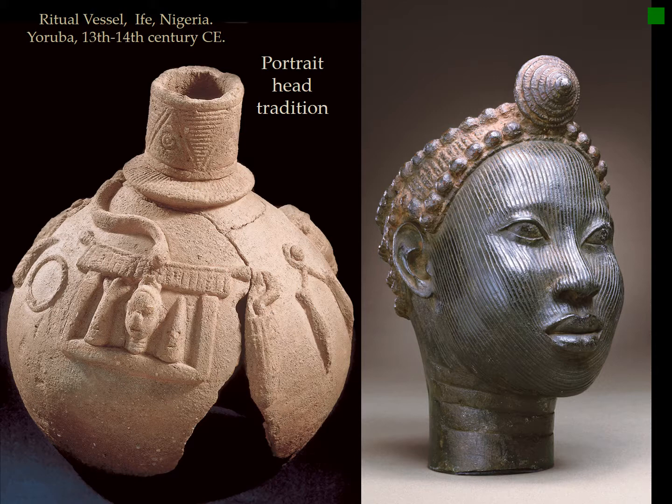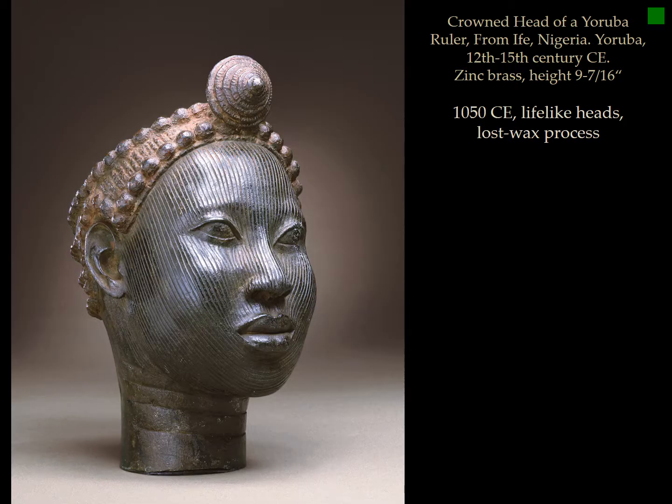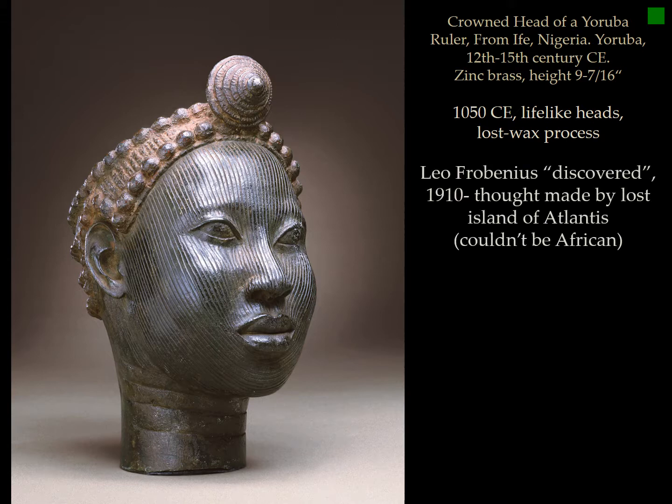The portrait head tradition is going to be very important for the Yoruba people and they are going to be producing incredibly naturalistic portraits of individual youthful types, especially female. Here we have the crowned head of a Yoruba ruler from Ife, Nigeria. Here from the 12th to the 15th century, made of zinc brass and being just over life size, we have one that begins producing lifelike heads through the lost wax process just discussed.